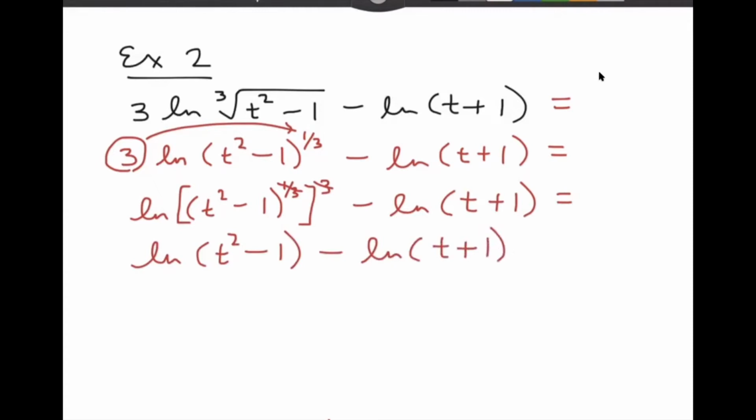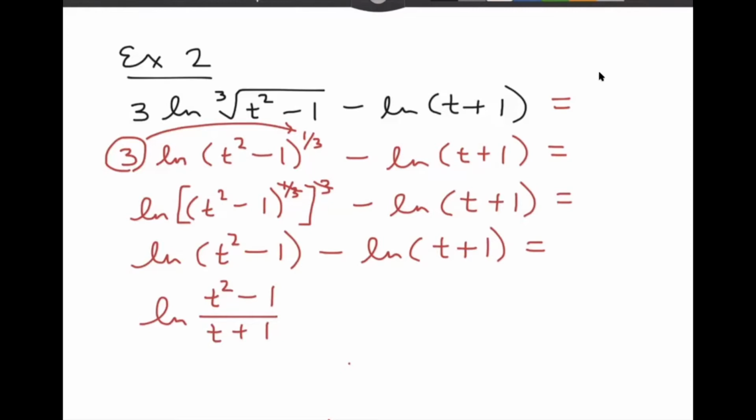So now we can use our quotient rule and write that as natural log t squared minus 1 over t plus 1. Now, I've actually been thinking about this example quite a bit since recording part 1, and I want to be very careful with what I do next.